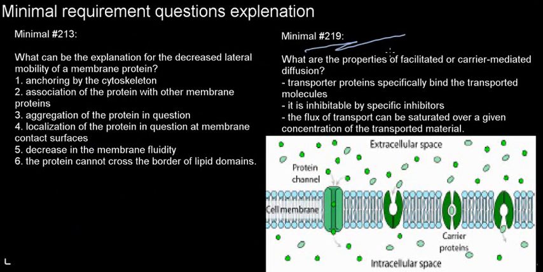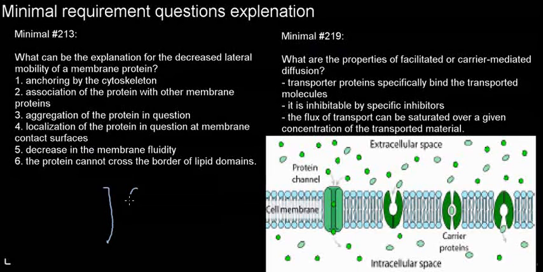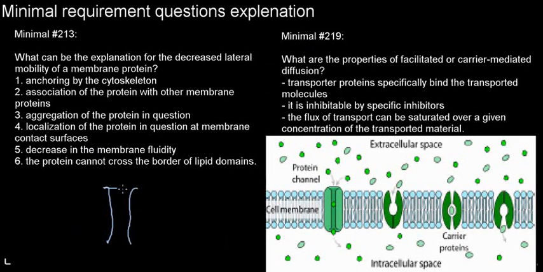Minimal 219. What are the properties of facilitated or carrier-mediated diffusion? And basically what we're asking is, let's say I have a channel here. What is the property of having this channel transport ions across my membrane? Inside or outside doesn't really matter.